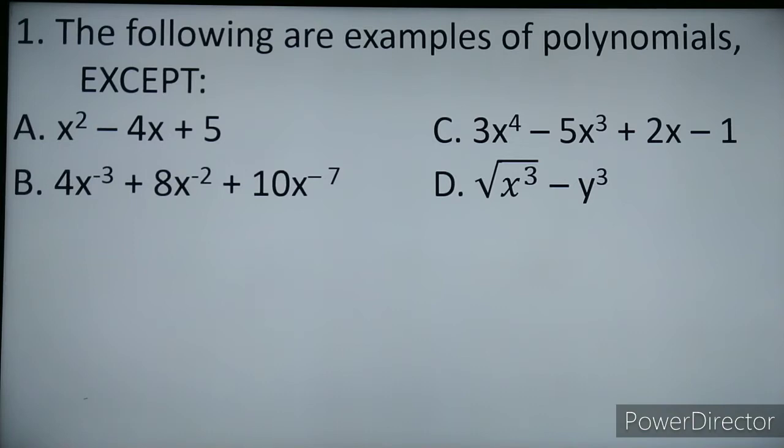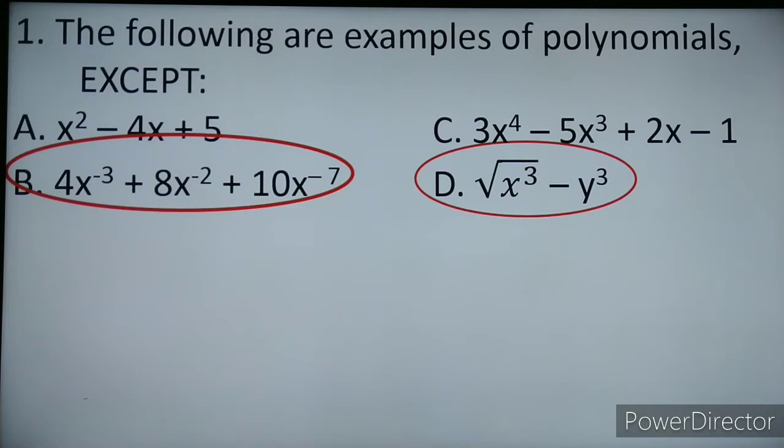Do you have now the answer? If your answer is letter B, you're correct. What else? Another answer is letter D. I will explain. Letter B is not a polynomial because there is a negative exponent. So we have negative 3 and negative 2 and negative 7.